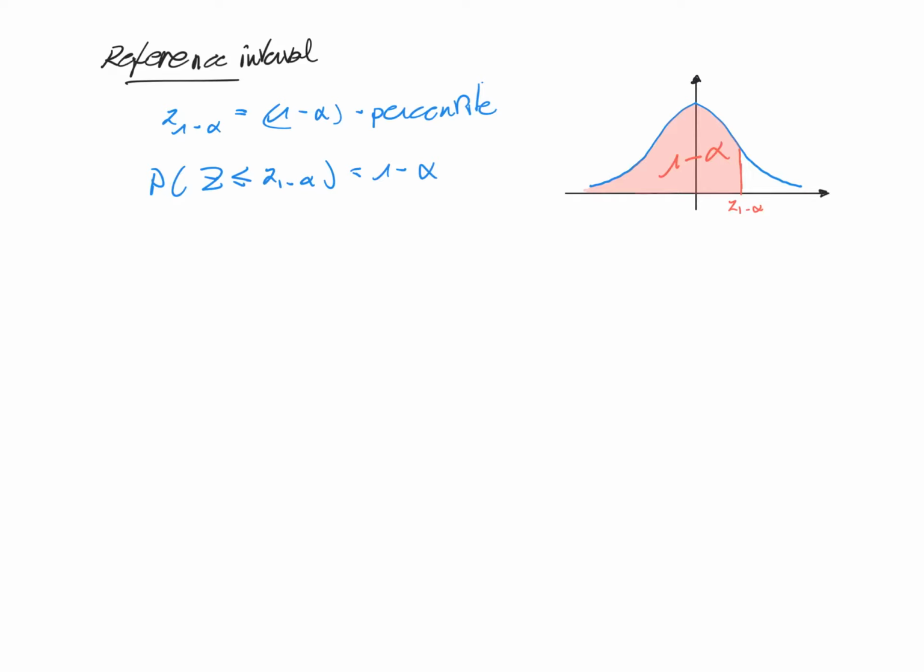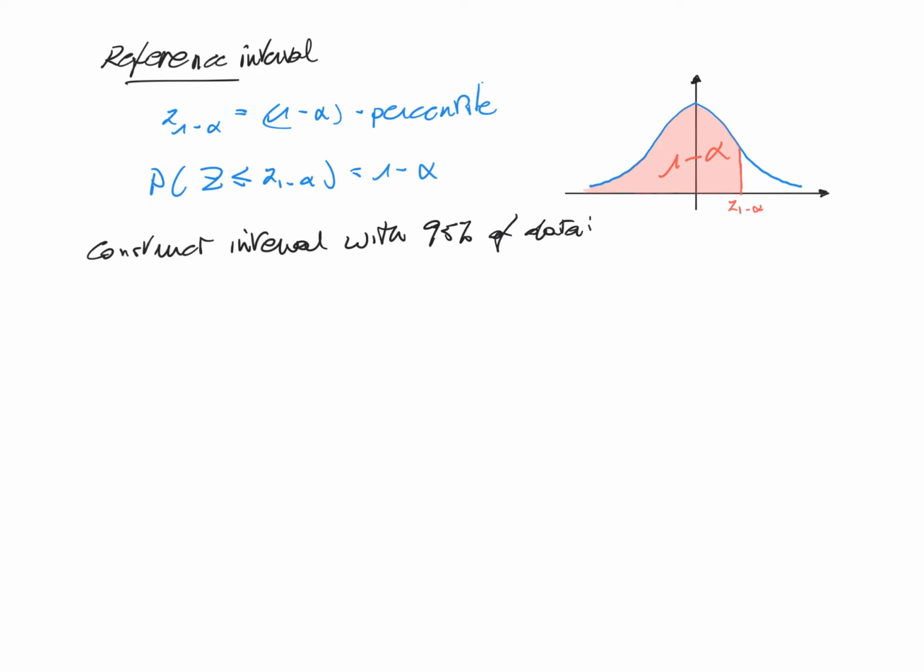So for example, if we look at the value z_{0.95}, this is the 95th percentile. It means that the red part in the graph corresponds to 95% of the data. If we then want to construct an interval which contains 95% of the data, then we have the following. For such an interval, we know that it has to contain 95% of the data, but it also has to be symmetrical. So we are looking for a symmetrical interval around 0.